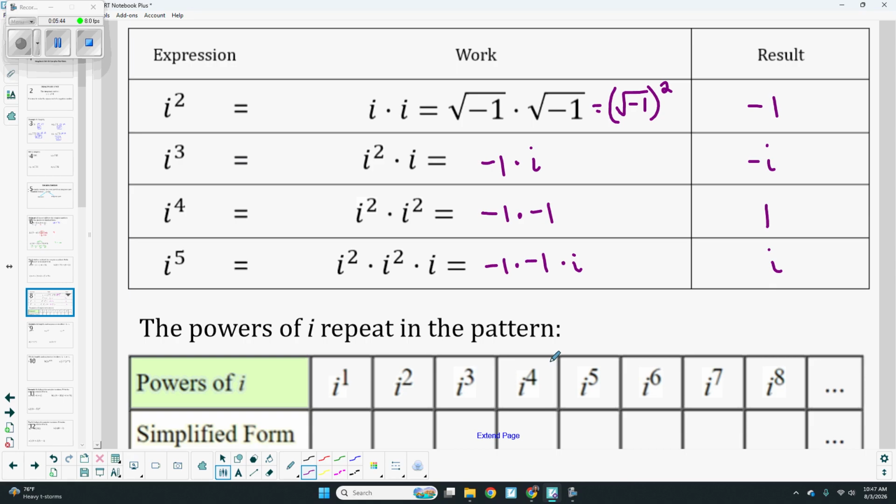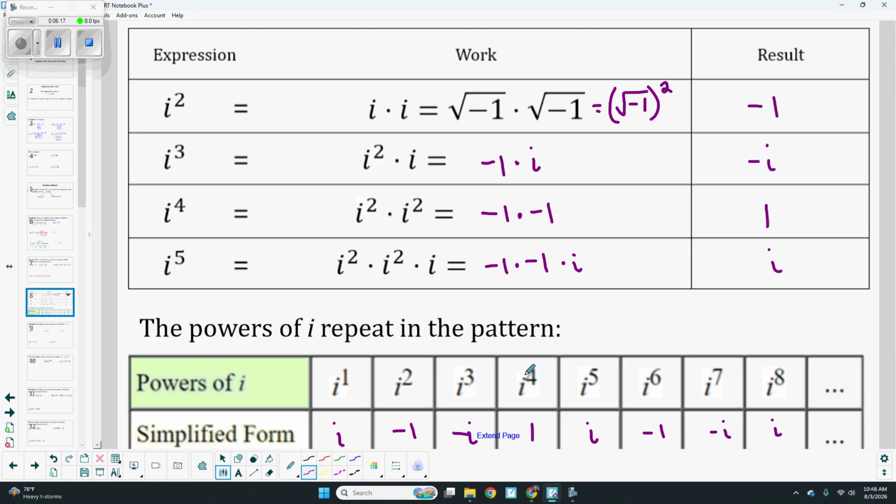So looking at this, the powers of i repeat in this pattern. So i to the first would be just i, i squared was -1, then we had -i, then we had 1, then we had i, right? That's what we've done in the chart. So following this pattern, I went i, -1, -i, i, -1, -i, and so on and so forth. So that means it's repeating in a pattern of 4.